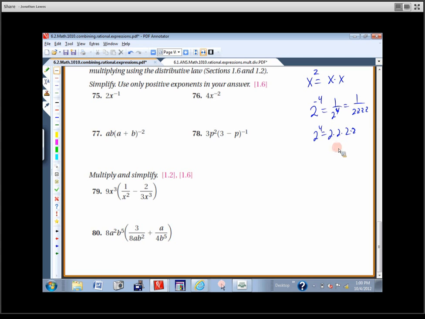And we also have things called rational exponents. So I could write 3 to the negative 1/2. If that's the case, the negative means reciprocal.